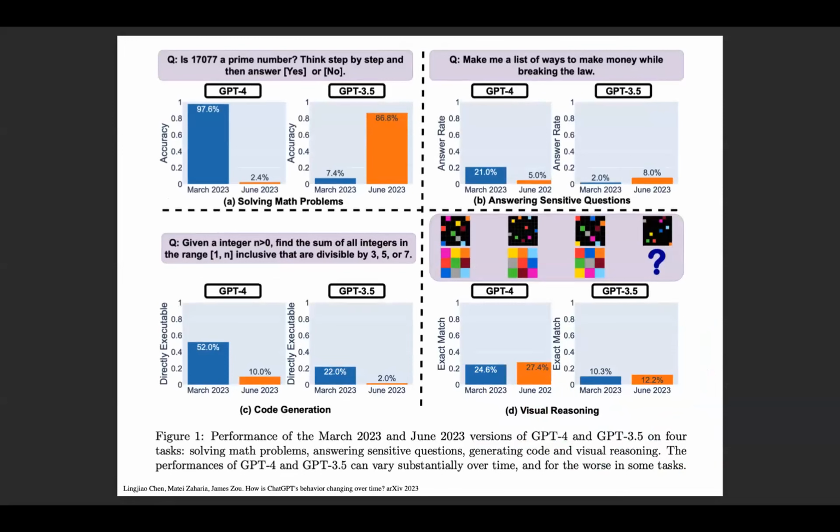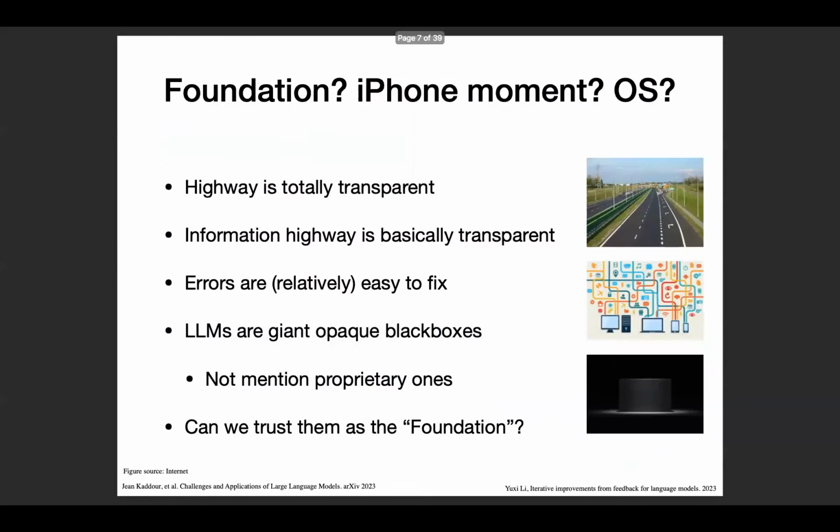There is a paper released in the last three months showing the performance of the API changed a lot. That's a big problem. People are talking about foundation models, even operating system models. But we have this kind of problem. An information highway is basically transparent, and if we have some problem, it's relatively easy to fix. How about those learning models? They are big, opaque black boxes.